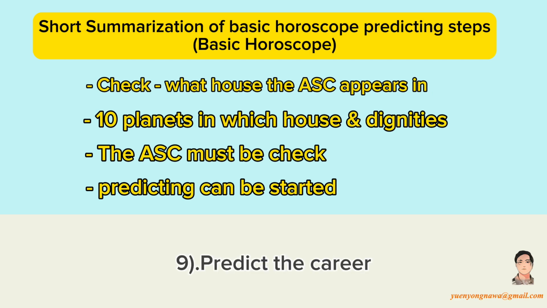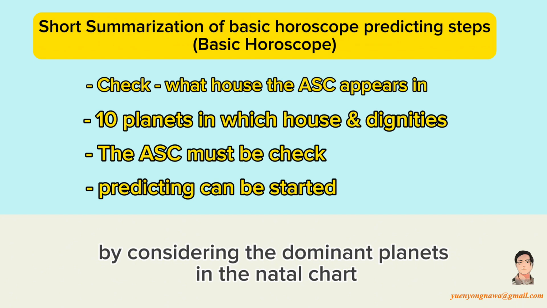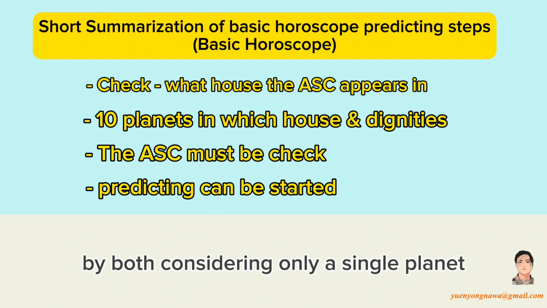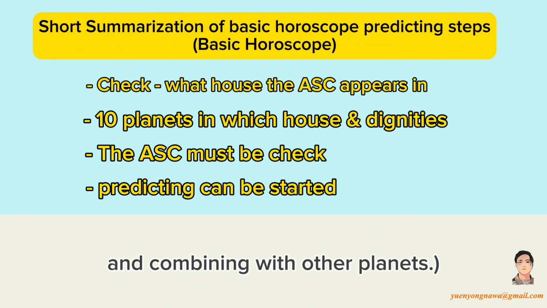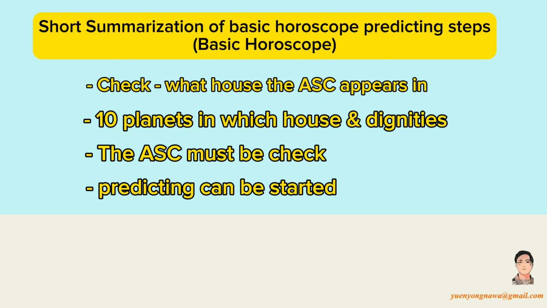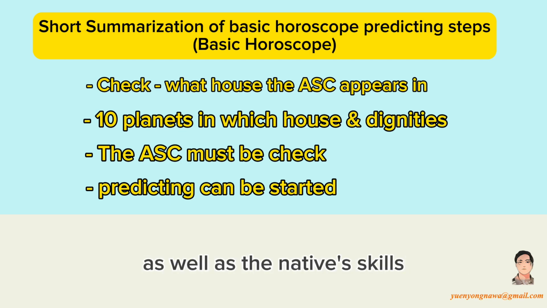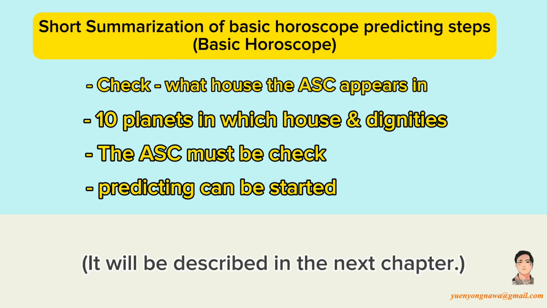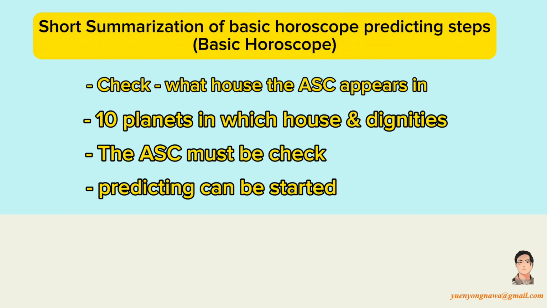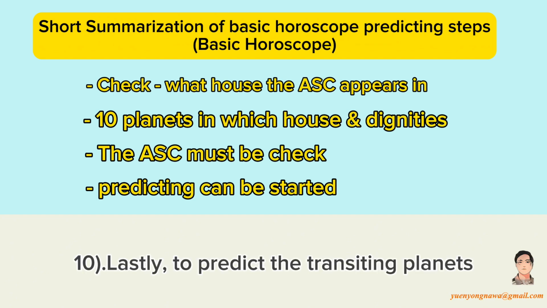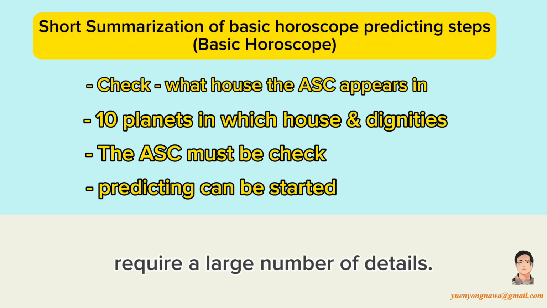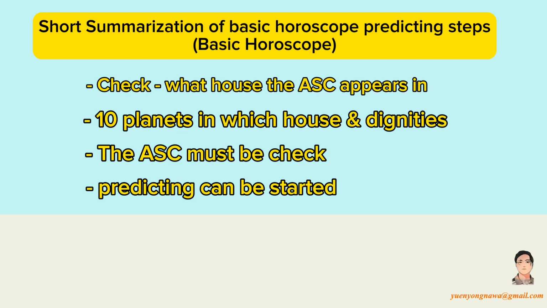9. Predict the career by considering the dominant planets in the natal chart, both considering only a single planet and combining with other planets. The compatible careers and incompatible careers as well as the native's skills can then be foretold. It will be described in the next chapter. 10. Lastly, predicting the transiting planets requires a large number of details.